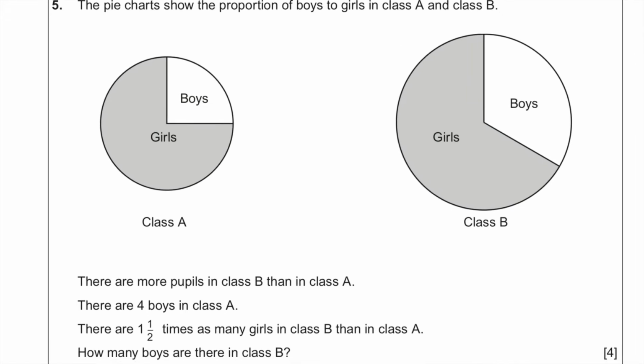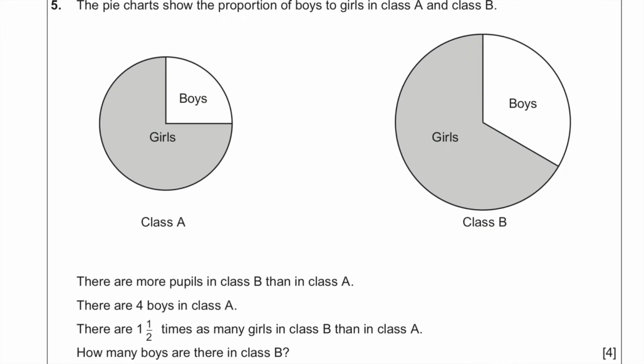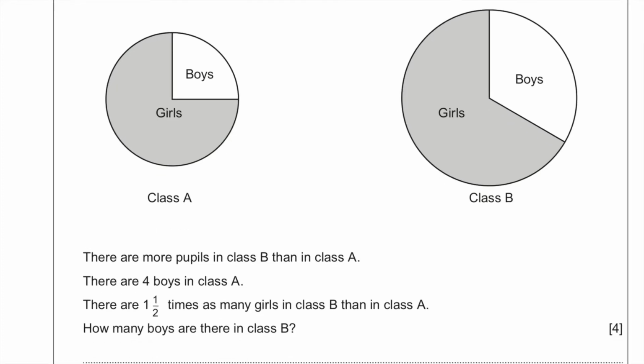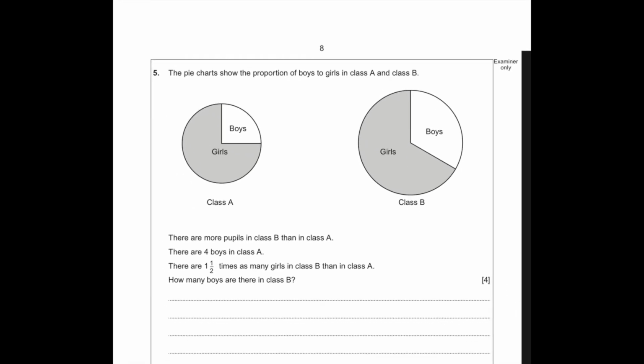We're told that there are more pupils in Class B than in Class A, and we're then told that there are 4 boys in Class A, and that there are 1.5 times as many girls in Class B than in Class A. How many boys are there in Class B? Pause the video and have a go at the question, and in a moment I'll start talking through how I would answer this in a GCSE exam.